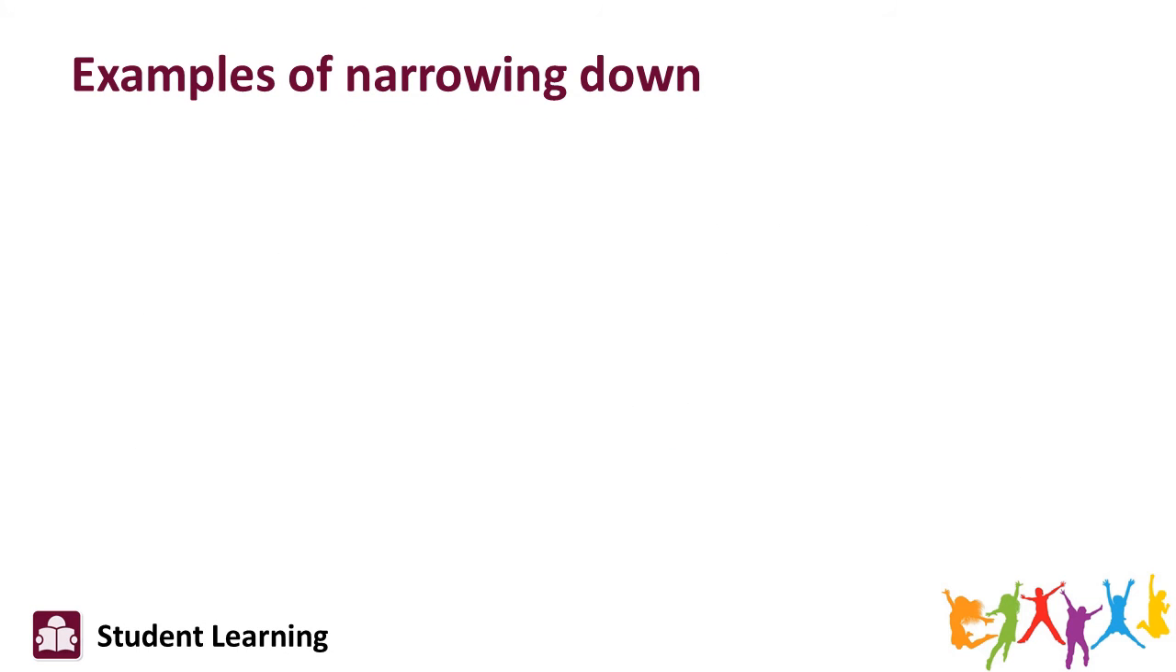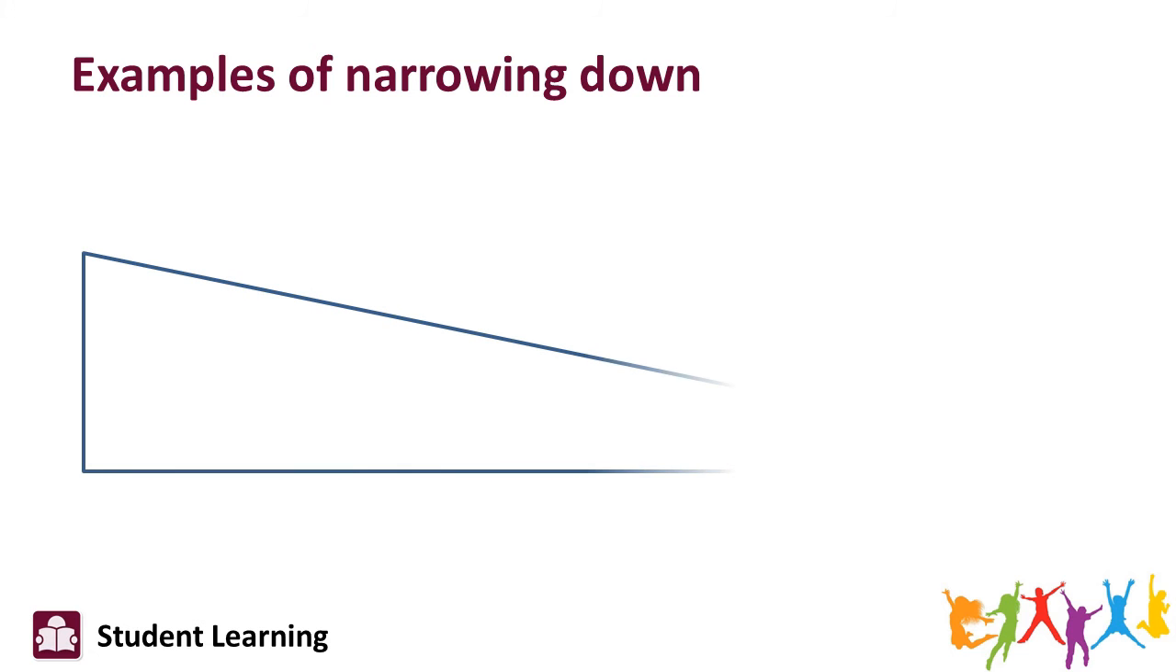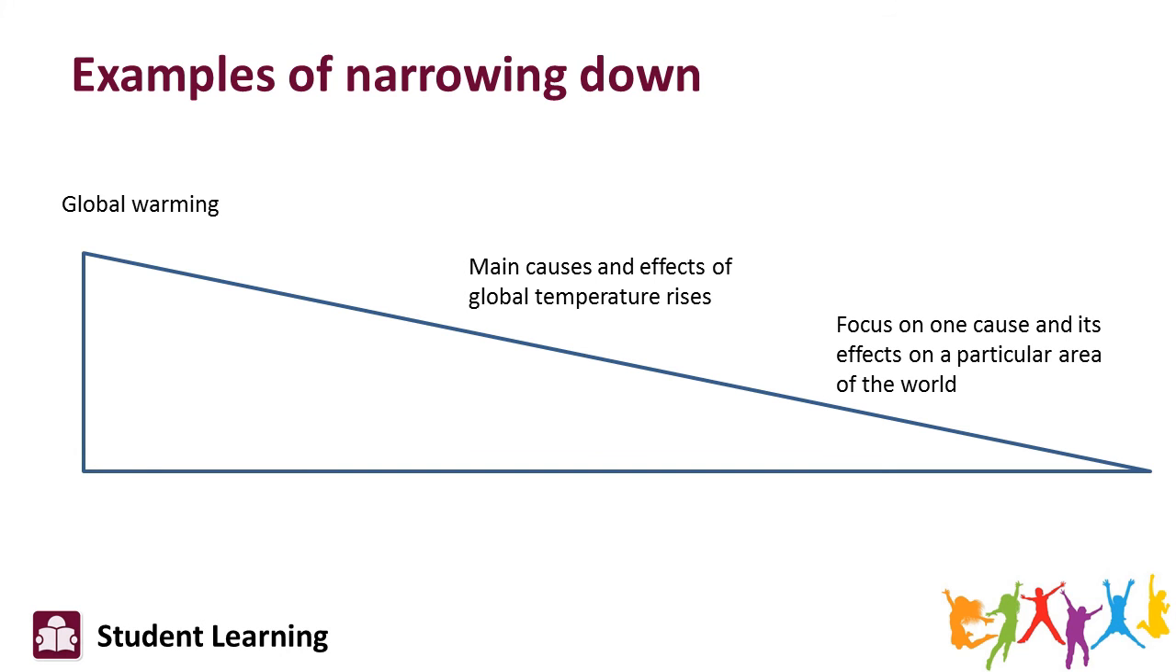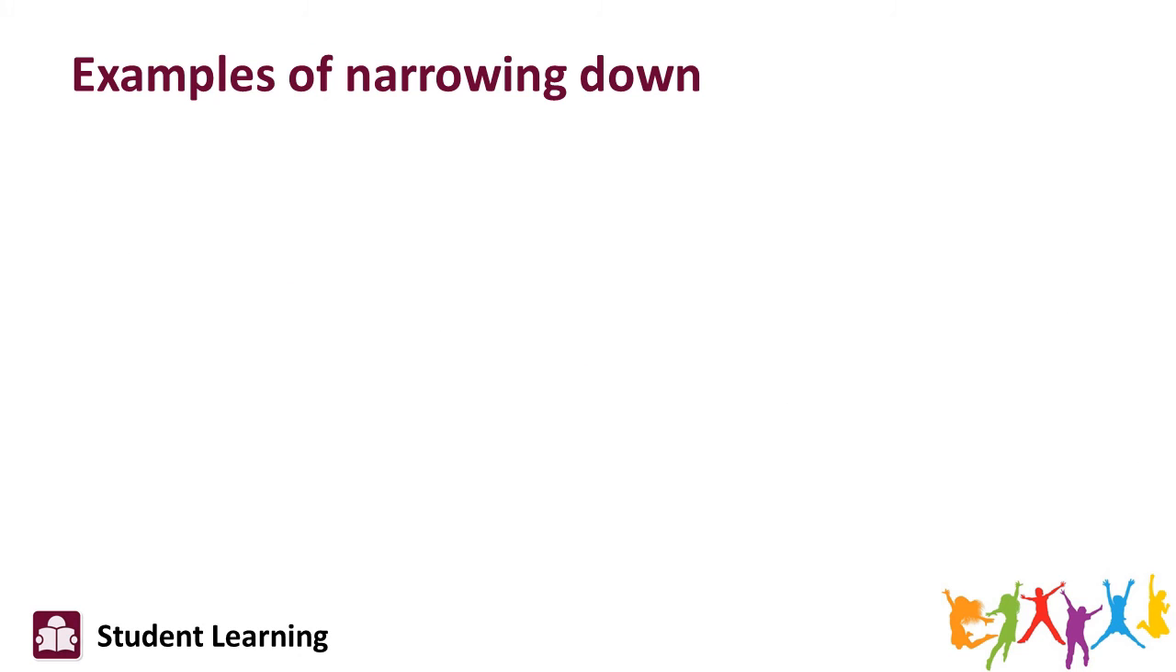Let's look at some examples of this narrowing down process in action. In the first example, an interest in global warming might lead you to think about the main causes of global temperature rises. In developing greater focus for your assignment, you could then decide to look in detail at just one of the main causes and its impact on a particular part or parts of the world.